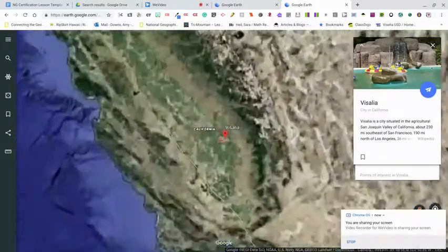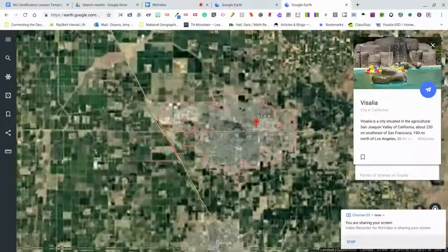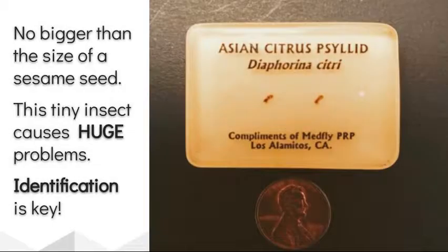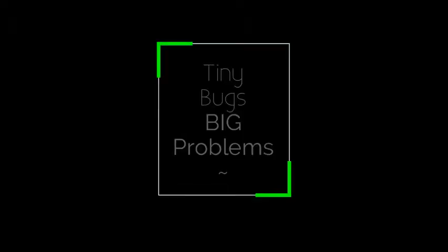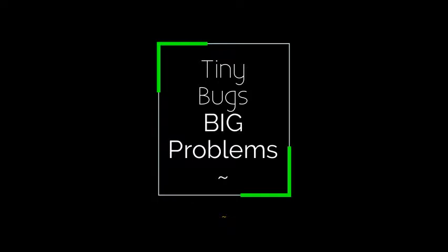This is my capstone project for the National Geographic Educator Certification, and it is based on a species that is invasive to the United States called the Asian citrus psyllid. This tiny bug is causing big problems. It feeds on the leaves of citrus trees.